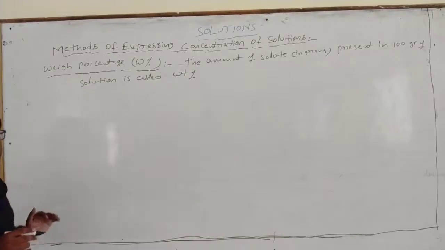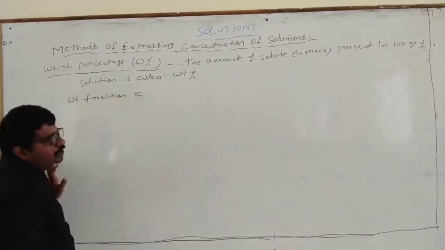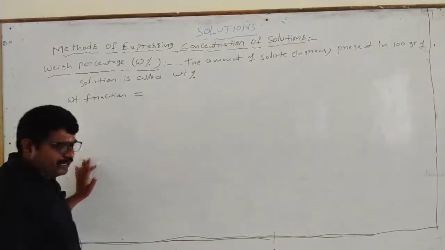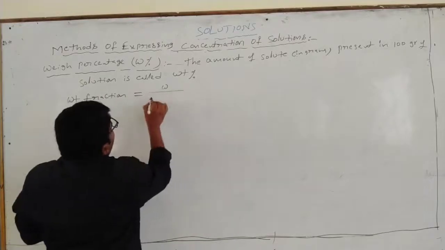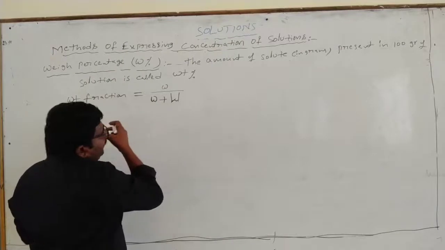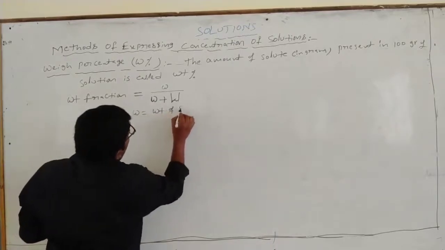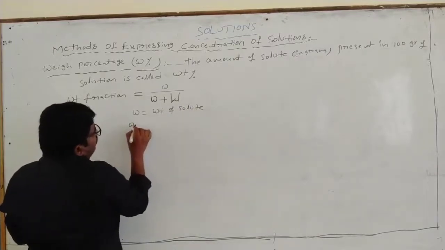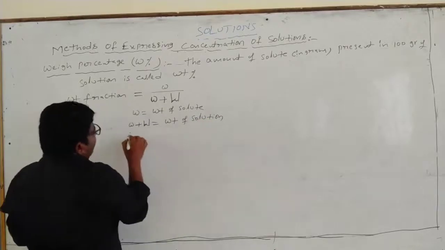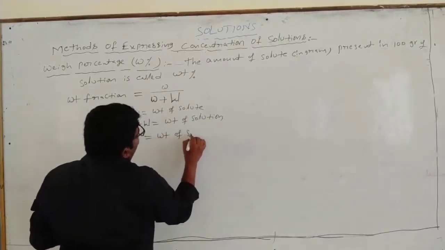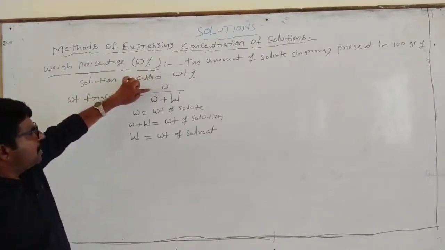First you have to write weight fraction. What is the weight fraction? Weight fraction is equal to the ratio of weight of solute and weight of solution, that is, small w divided by small w plus capital W. Here small w is the weight of solute, small w plus capital W is the weight of solution, and capital W is the weight of solvent.